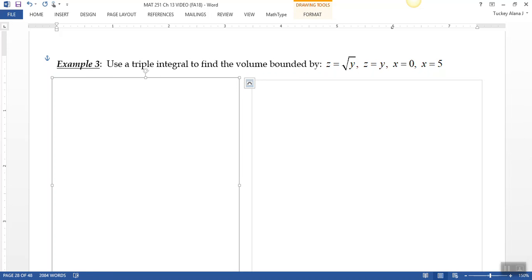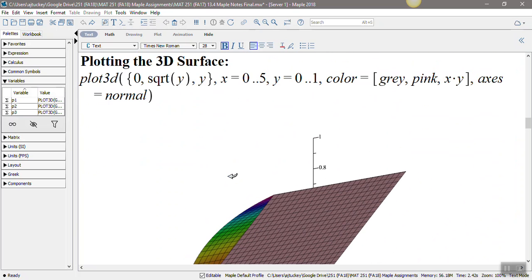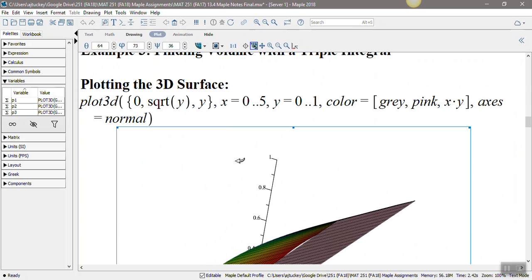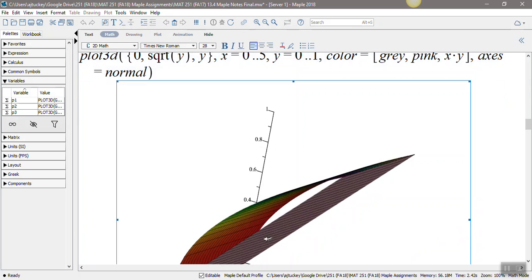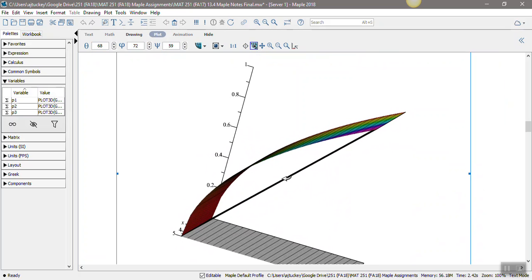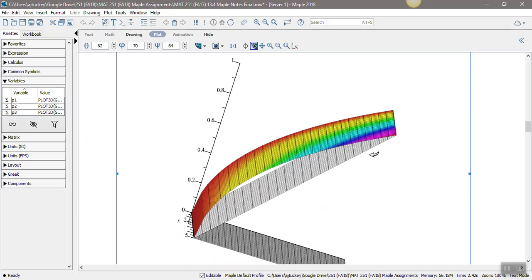Well, I graphed that in Maple, so I have it right here. So this is 0, square root of y, and y. There it looks like that. It looks like an airplane wing. So the plane that's coming in at an angle right there, that's z equals y.